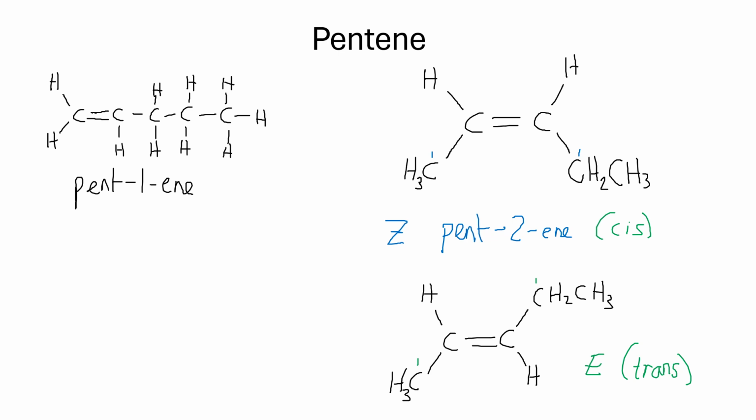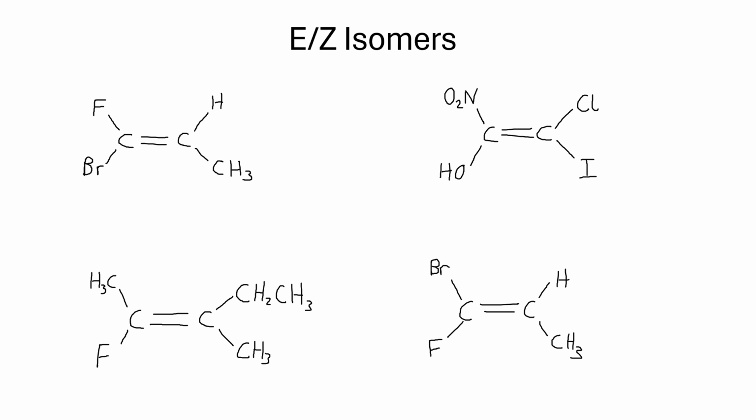Let's look at a few more examples just to check that you've got this. So on the screen at the moment, there are 4 different structures. If you think you've got it, press pause and check if you can get them as E or Z, and then I'll go through them. You'll need a periodic table because you'll have to assign priority based on atomic number.